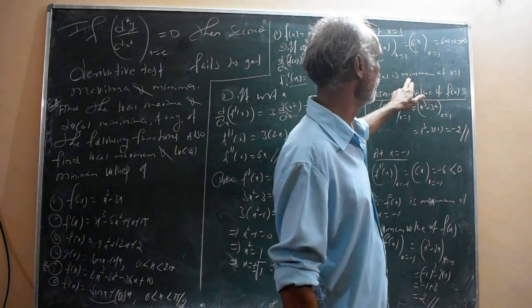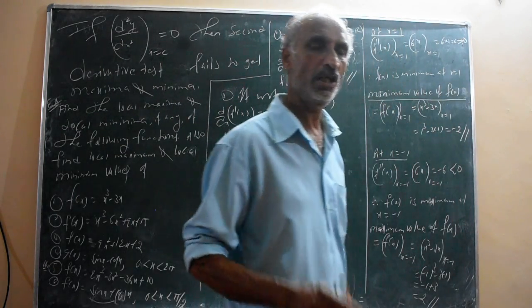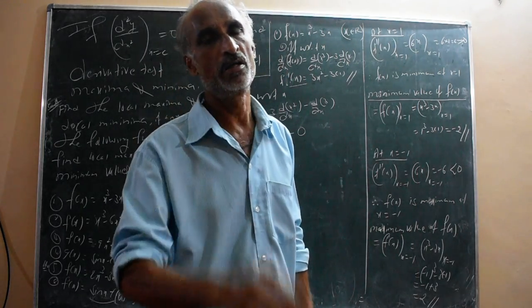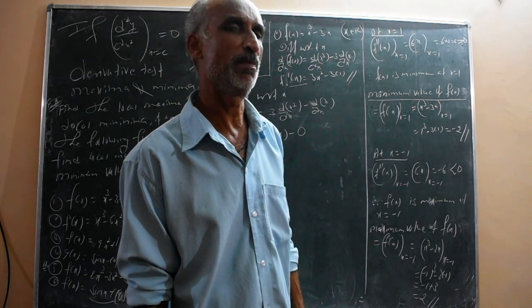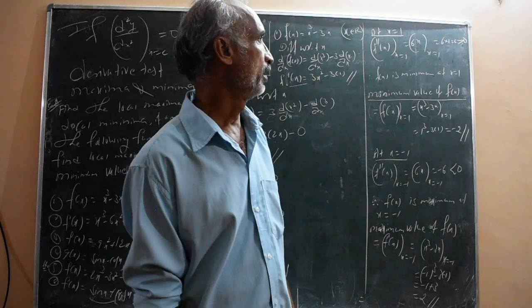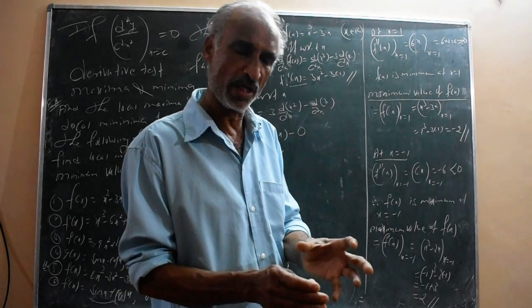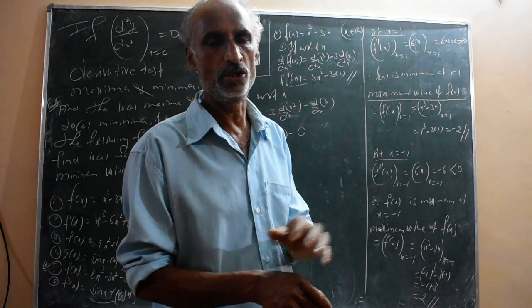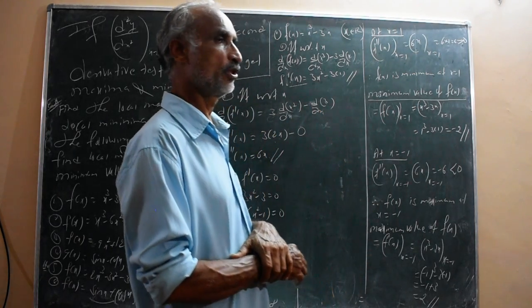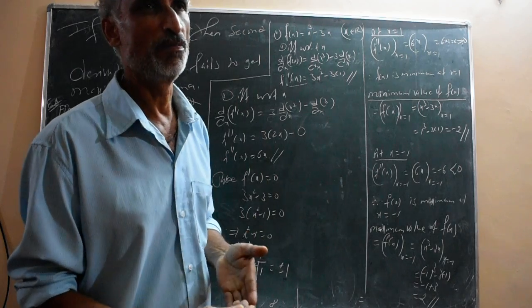Therefore, f of x is minimum at x is equal to 1. Simply we can call it point of minima or simply minimum. x is equal to 1 is the point of minima, which means the function will attain the minimum value at x is equal to 1. Therefore, x is equal to 1 is called point of minima or simply minimum.